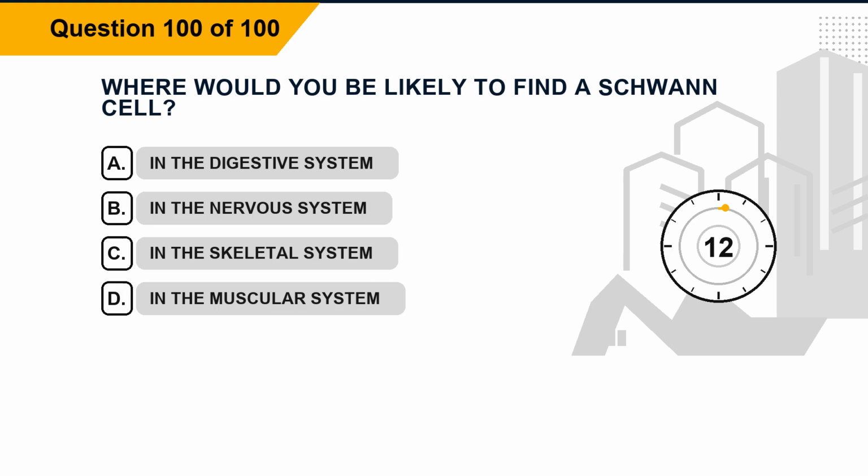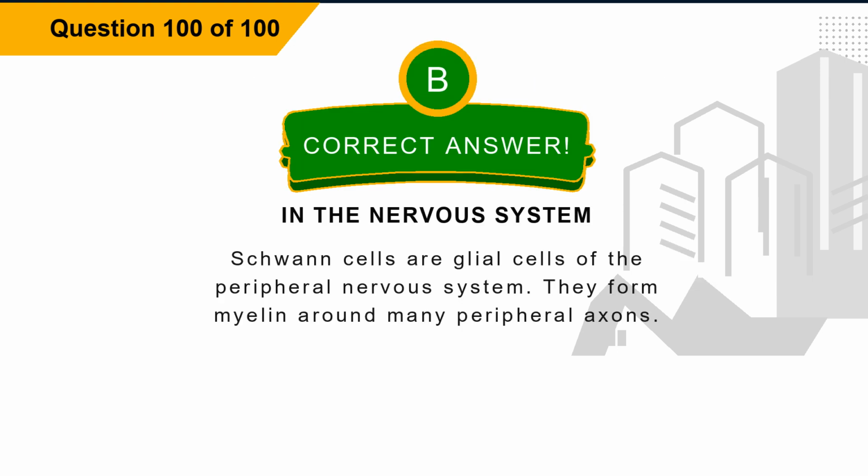Question 100. Where would you be likely to find a Schwann cell? Option A, in the digestive system. Option B, in the nervous system. Option C, in the skeletal system. Option D, in the muscular system. The correct answer is option B, in the nervous system. Explanation: Schwann cells are glial cells of the peripheral nervous system. They form myelin around many peripheral axons.